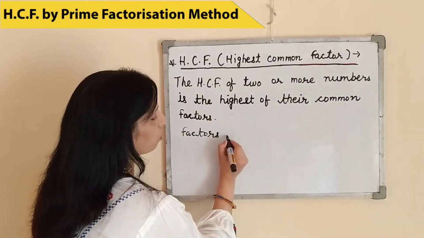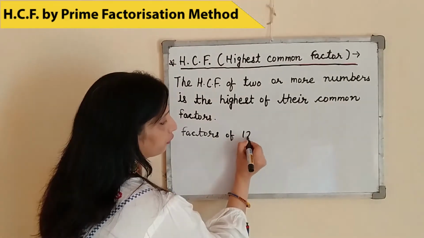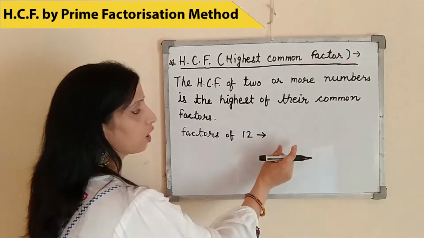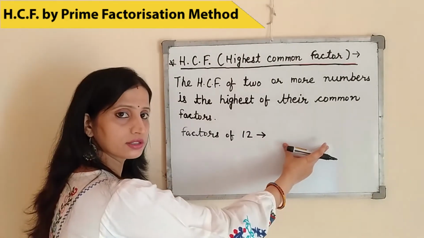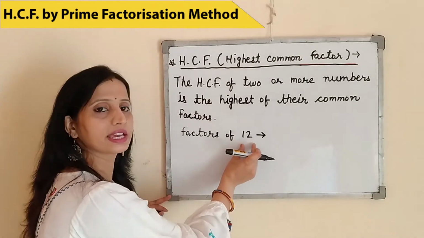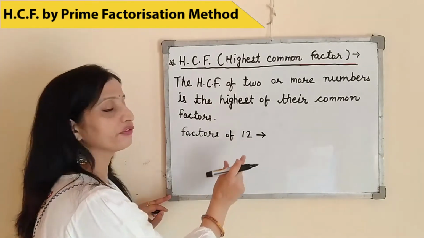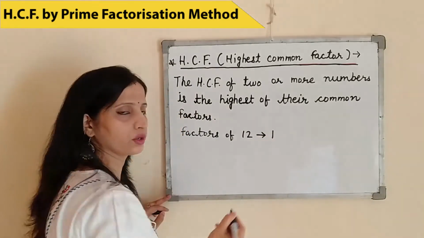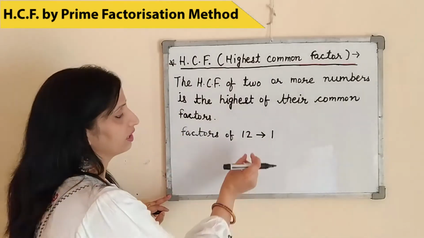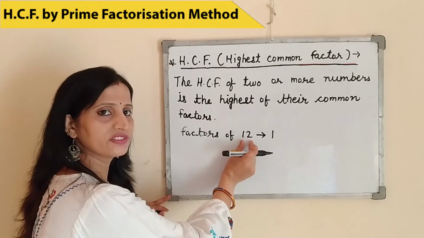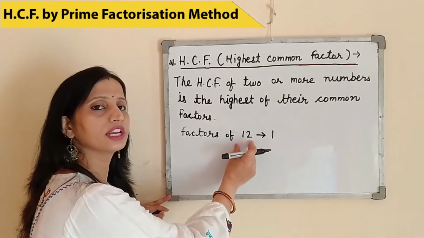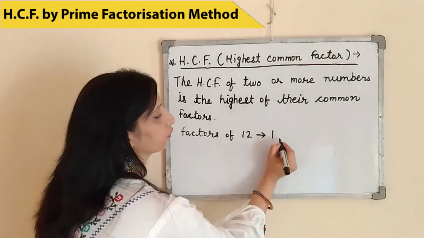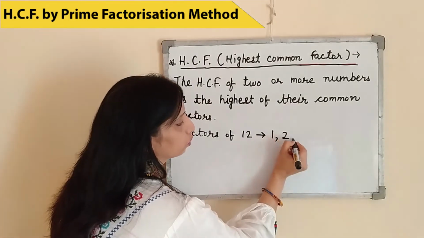Let's write the factors of 12. Now we will write all those numbers by which 12 is exactly divisible. The first factor of every number is 1. 1 is a factor of every number. After that, 12 is divisible by 2. It comes in the table of 2. 2 6s are 12. Next factor 2.